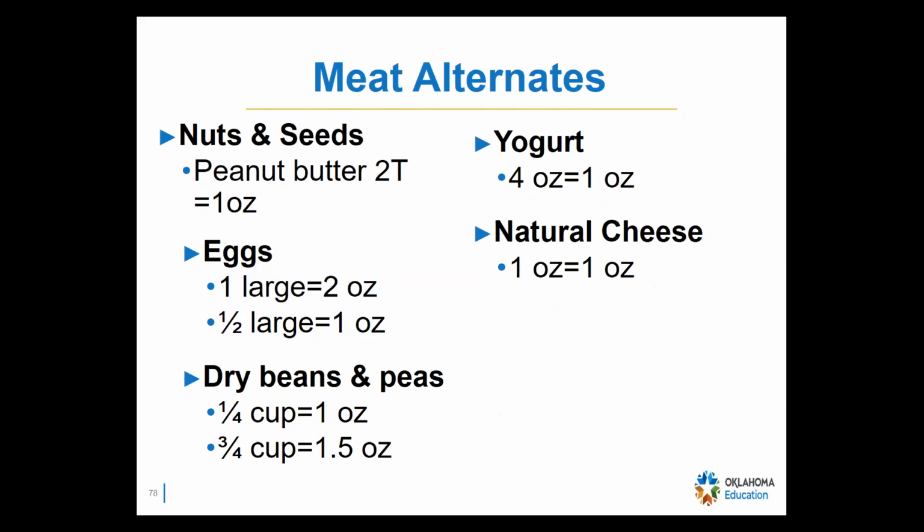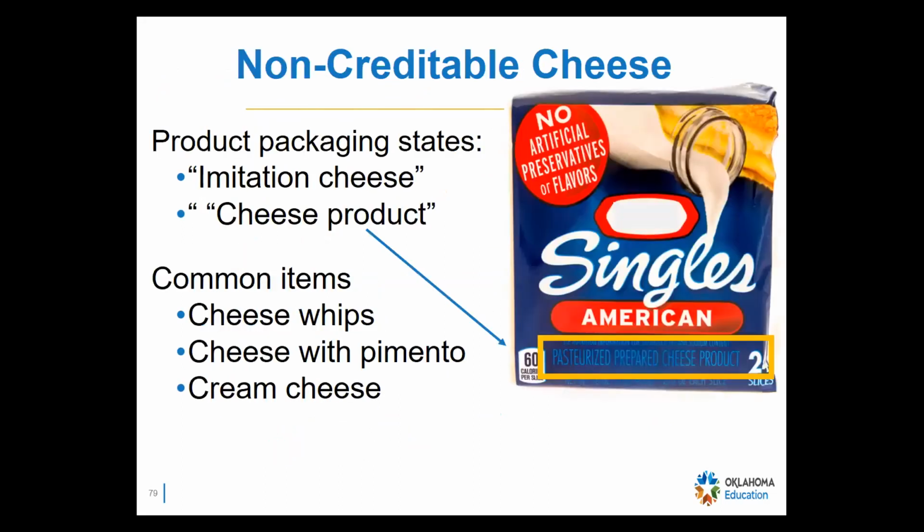This is what we see on both programs, cheese. The biggest thing I can tell you about cheese is if it says cheese product, and you may not be able to see it in this yellow box, cheese product is not allowed. Most cheeses that are sliced and individually wrapped don't count towards the program. It's not natural cheese. It says cheese product. Cheese product, again, not allowed.